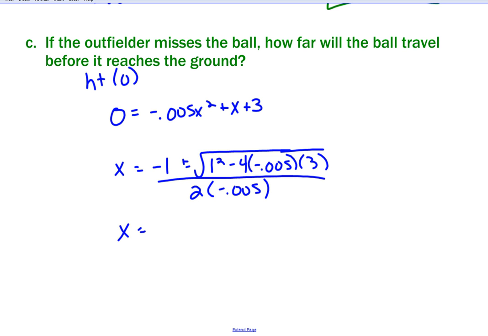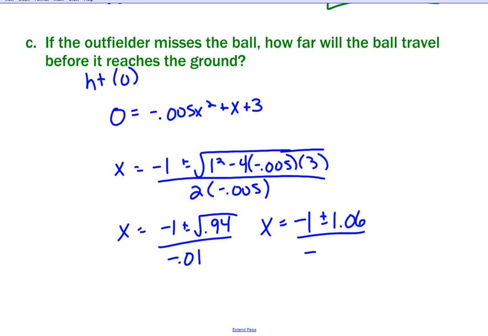When I plug that in, I get negative 1 plus or minus the square root of 0.94 over negative 0.01. And I keep going and get the decimal for square root of 0.94. So I'd have negative 1 plus or minus 1.06 over negative 0.01. So when I take negative 1 minus negative 1.06, and then I divide by a negative 0.01, I get 202.96. Then when I take negative 1 plus 1.06 divided by negative 0.01, I get negative 2.96.